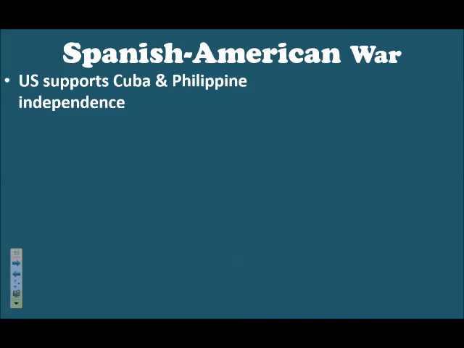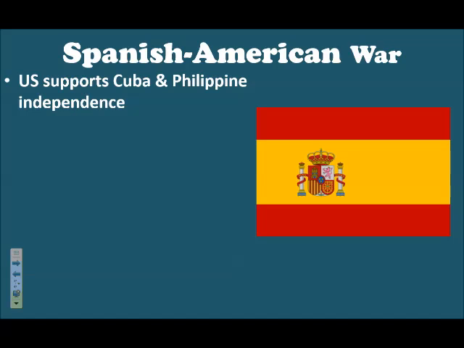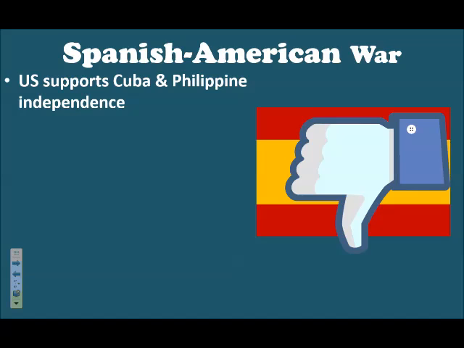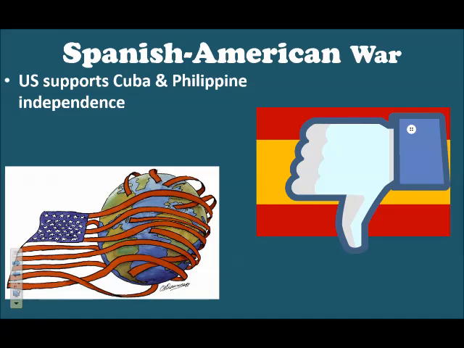We support Cuba and the Philippines, who want their independence from Spain. The Philippines are also held by the Spanish, named after Spanish King Philip II, the same Philip who was married to Queen Bloody Mary of England. Now, we are doing this, of course, because we dislike Spain, right? No, it has nothing to do with our like or dislike of any European country. It is entirely about our desire to have more control and to sort of spread our power to demonstrate our modernness.